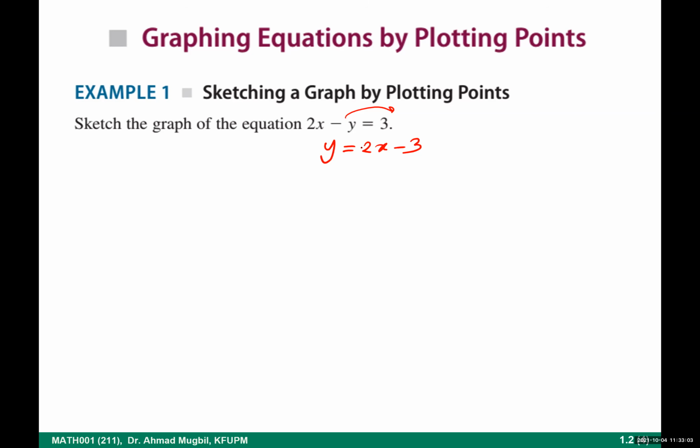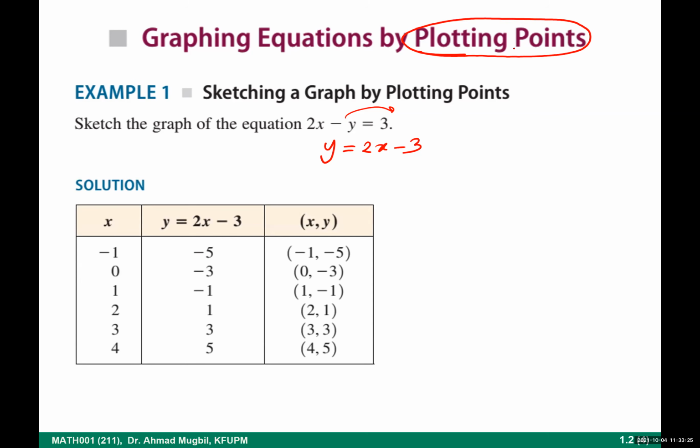Use what is called plotting points. By plotting points, we mean make a table of values and then plot the points. Let's start. x here could be any real number. Choose any number you want, but it is natural to think about 0, 1, -1, 2, -2, and so on. So if x is -1, what will y be? -5. If x is 0, y is -3.